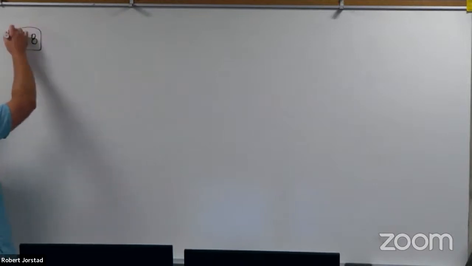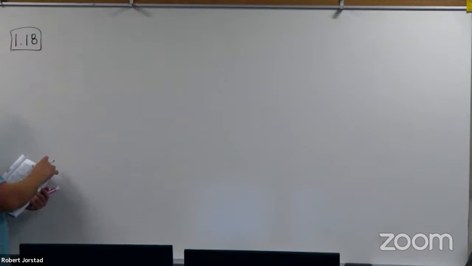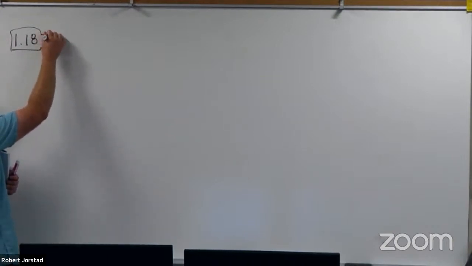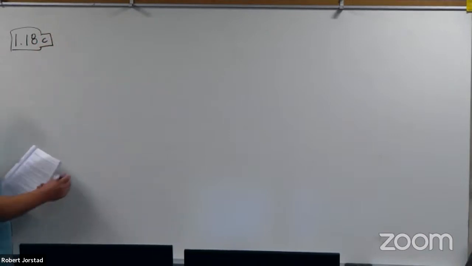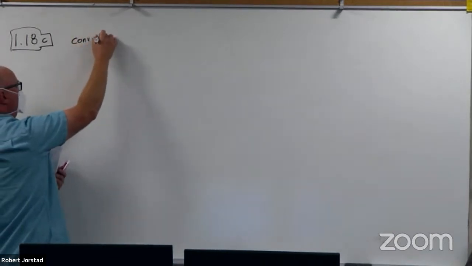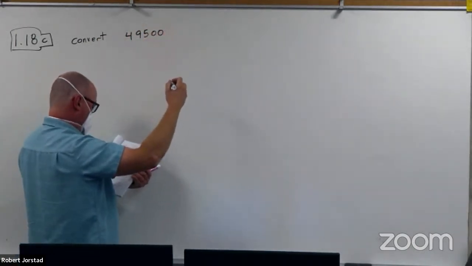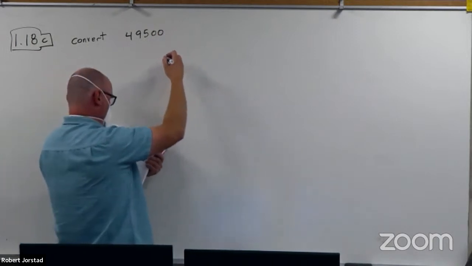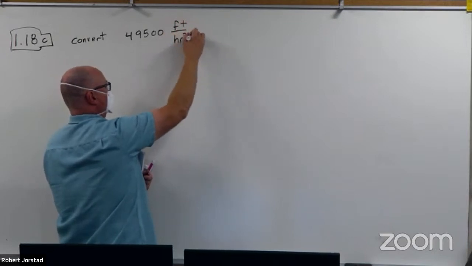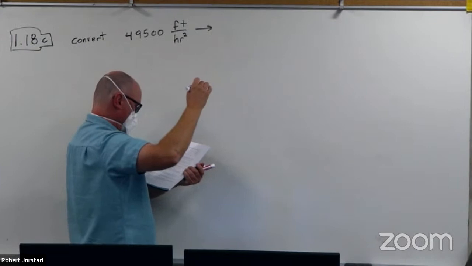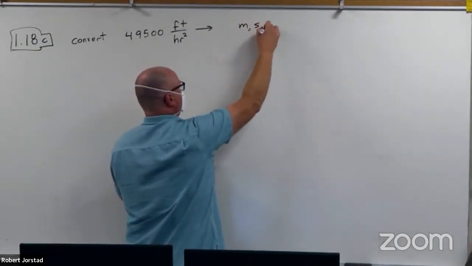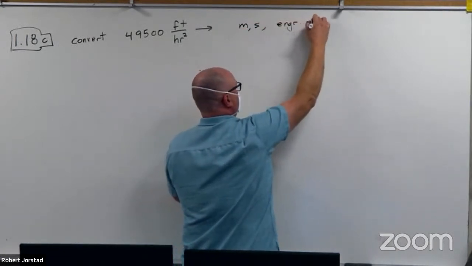All right, so unit conversions. I know you know how to do this, but let's look at 1.18, and let's do 1.18 C, just to see what's up here. 1.18 C asks us to convert 49,500 feet per hour squared over to meters and seconds. Engineering notation. Best prefix.